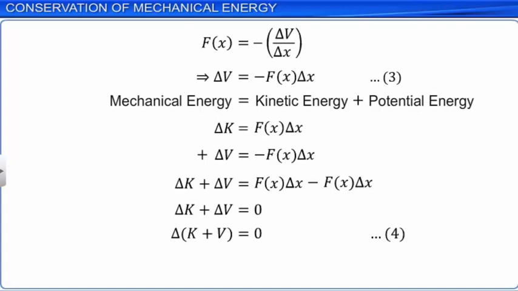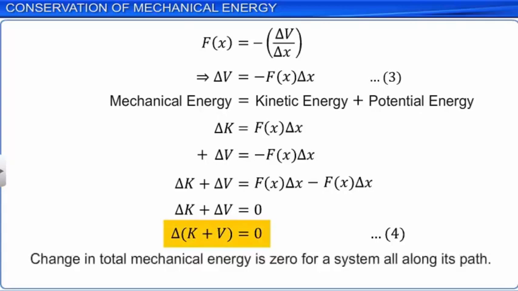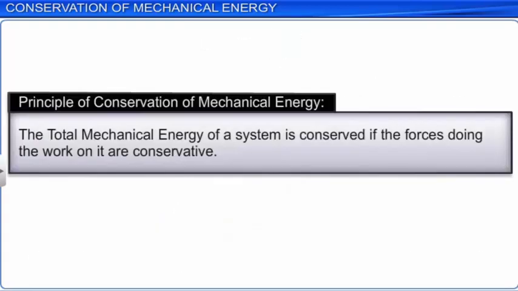Since K plus V is the total mechanical energy, we can say from equation 4 that the change in total mechanical energy is 0 for a system all along its path. This is the principle of conservation of mechanical energy, which states that the total mechanical energy of a system is conserved if the forces doing the work on it are conservative.